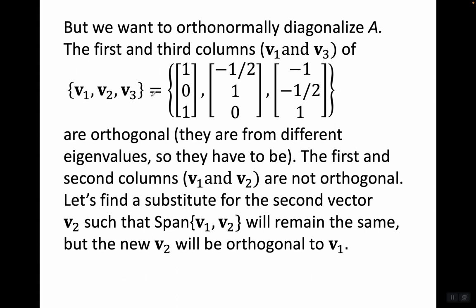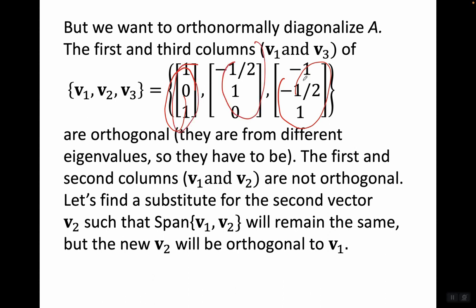The first and third columns, V1 and V3 of this matrix, are orthogonal. So these two vectors are orthogonal to each other. They're from different eigenvalues, so they have to be. The first and second columns, V1 and V2, are not orthogonal.